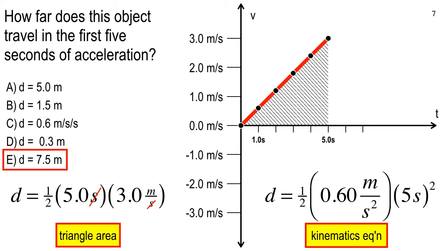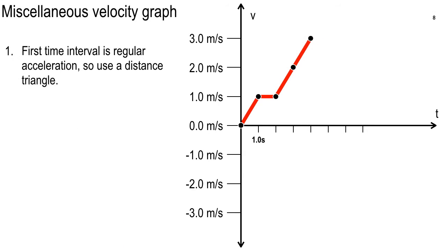Okay, let's keep going. Now, here's a miscellaneous graph, and I'd like you to sketch this in your notes because we're going to have a clicker question about this particular graph. And I did this one very carefully. It's just kind of a combo graph, a little smorgasbord of motion. The first time interval is regular acceleration. So for that, you would use the distance triangle formula. And I've shaded in the distance triangle here beneath the first part of the motion.